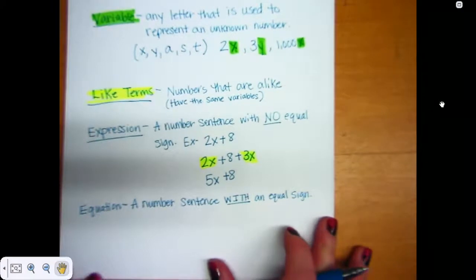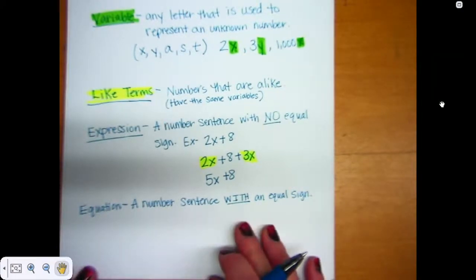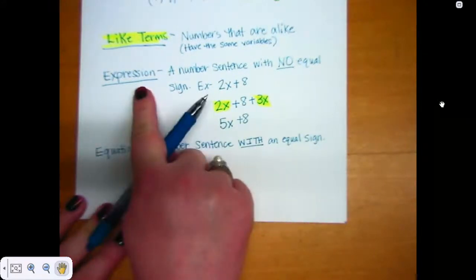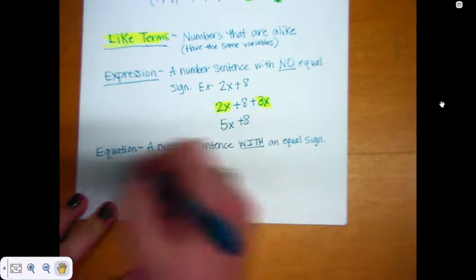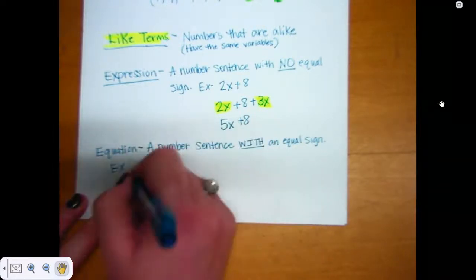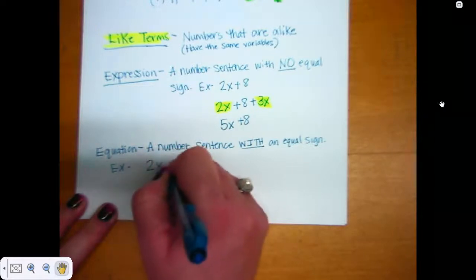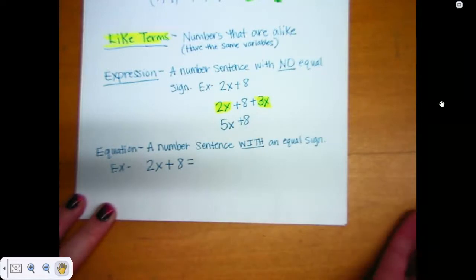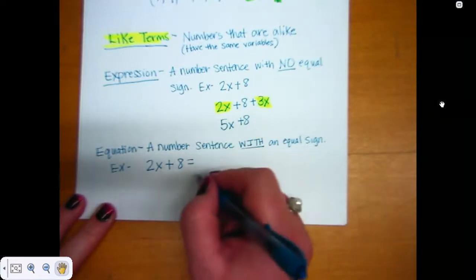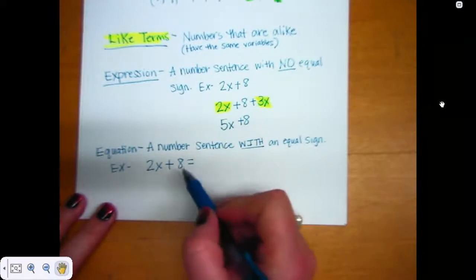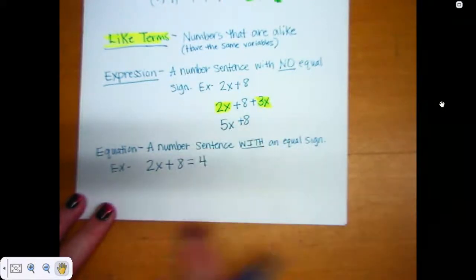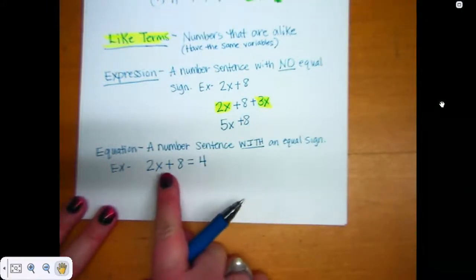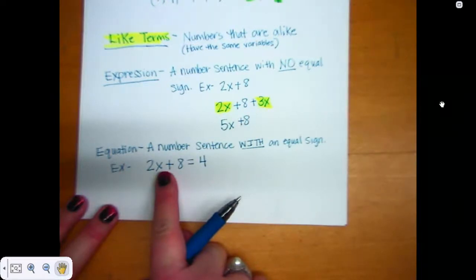So when we have an equal sign, we can solve for what the variable is, but we are not ready for that. But I did want you to know what an expression was and what an equation was. So an example of an equation would be 2x plus 8 equals, and then we could solve for x. 2x plus 8 equals 4. So when you have an equation written like this, we can solve to find out what x is.